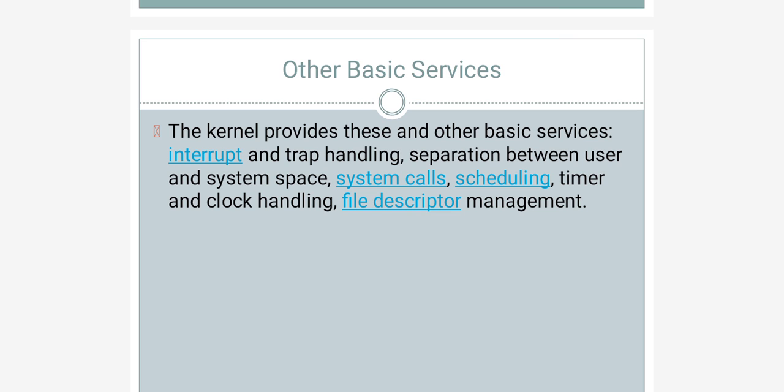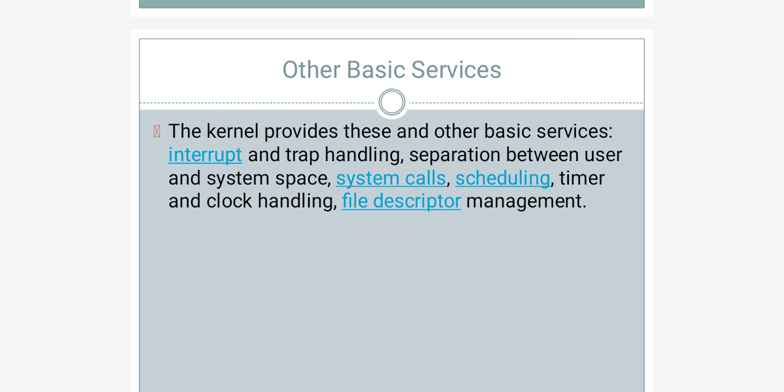So to access those system calls and libraries, we use the kernel as an important service. And we have separate user space and system space. The user space must not disturb the system space, and the system space must not enter into the user space. So how are we going to separate and manage it?